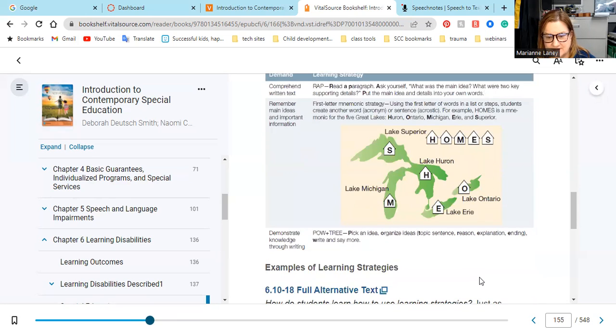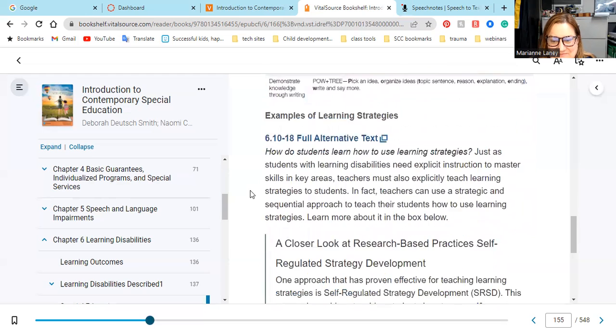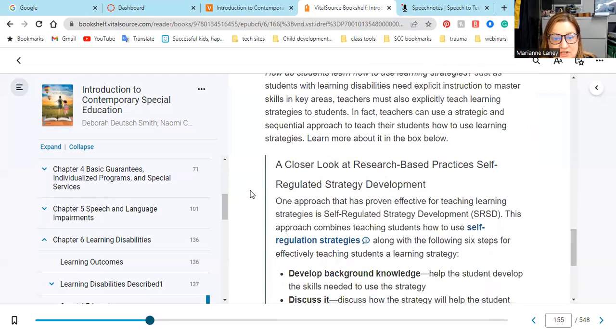This is interesting. POW plus TREE: pick an idea, organize ideas, which is TREE: topic sentence, reason, explanation, ending, write and say more. Oh, I like that. Maybe I should put that in my tips and tricks for the essay on the exam. POW TREE, I like that. And again, different learning strategies.